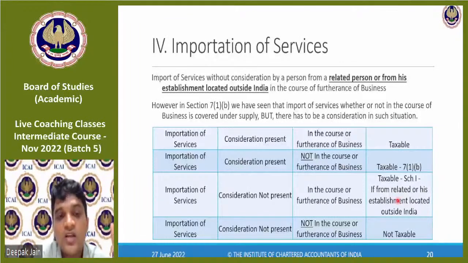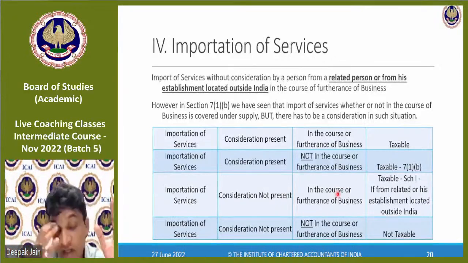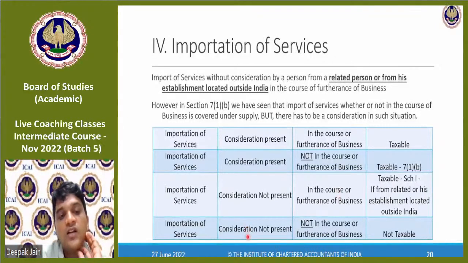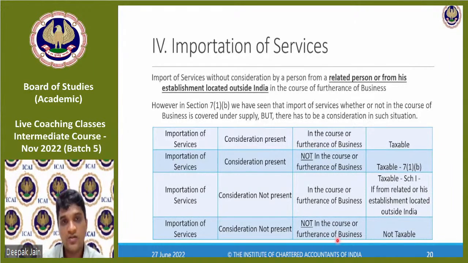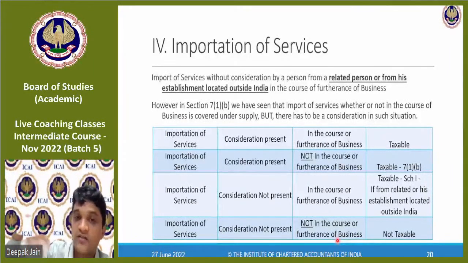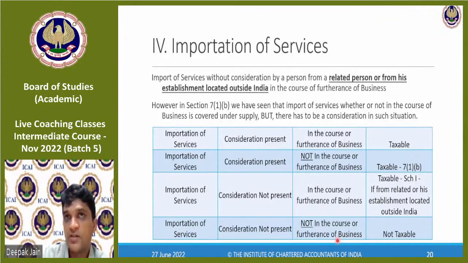It will not be liable because consideration is also not present, and it is not from a related person, even though it is in the course of furtherance of business. Since consideration is not present, not liable to GST. But if you do importation of services from a related person, then it is liable to GST, where consideration is not present. We're talking about this. In the last scenario, where consideration is also not present and not in the course of furtherance of business, then it is not taxable. So importation of services from a relative, where I'm not paying anything and it is not in the course of business, I have to look at it from my perspective, because this is from the perspective of the recipient.